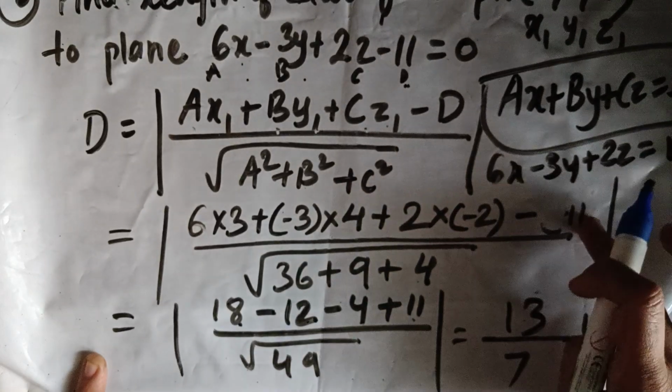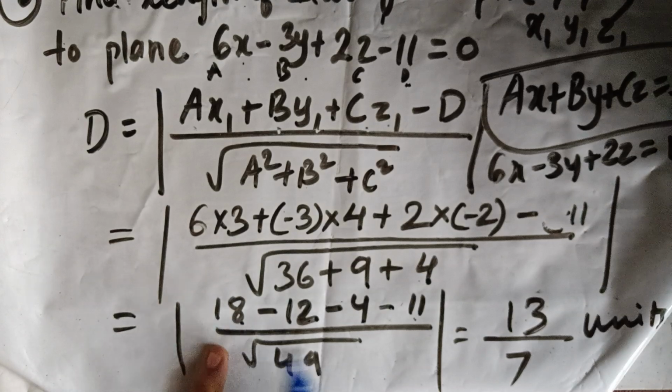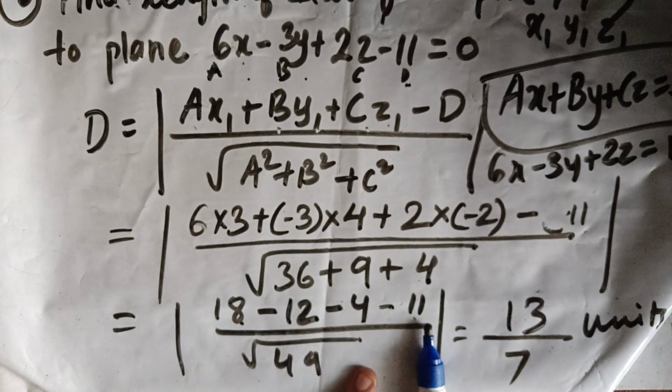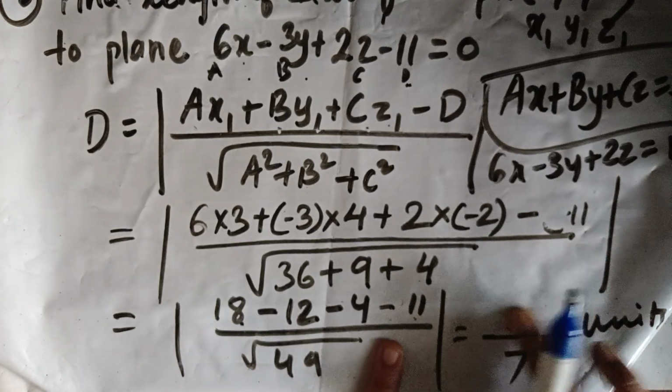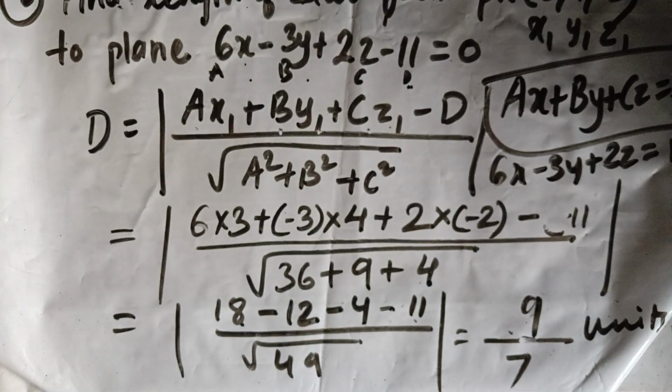So this is plus 11 minus 11. Okay, so you can write here minus. So this is 2 minus 11, so minus 9. It is in the mod, so it is positive 9. Right.